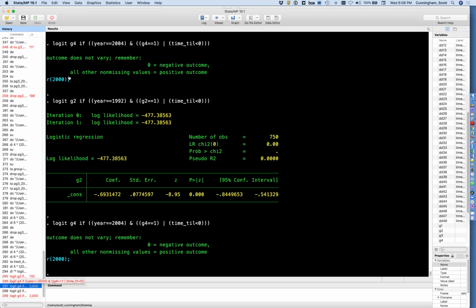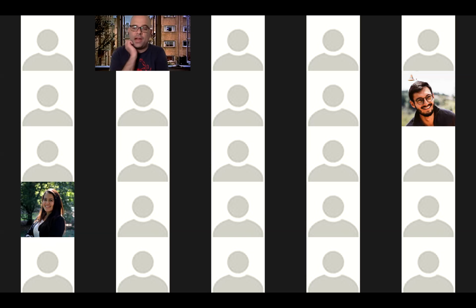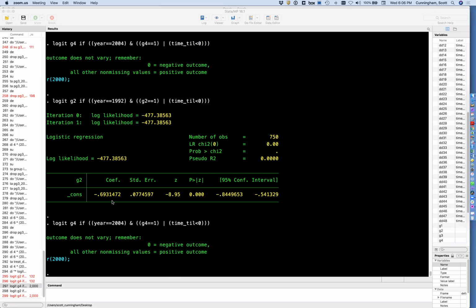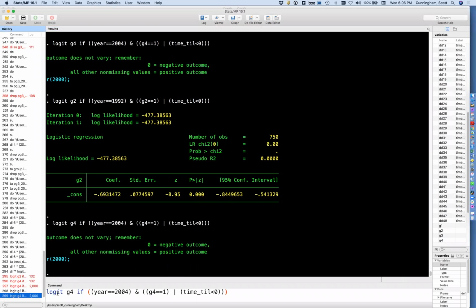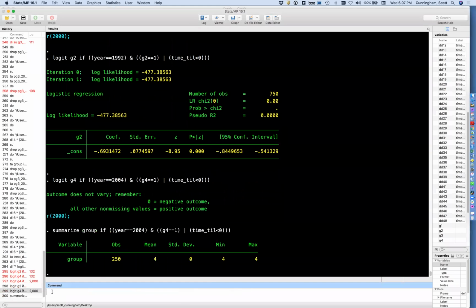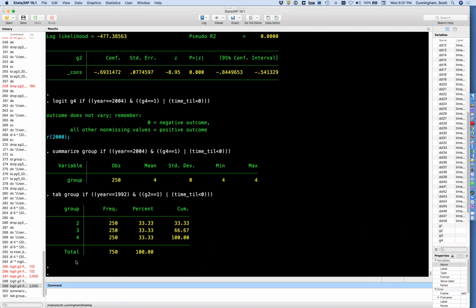Does anybody want to take a guess as to what's going on? Why is it not running? Why can't I run that regression? Actually, look. Let's look at it. Okay, load G4. Summarize group if year equal 2004. All right, tab group. No, that's not what I mean. Let's see. I want to see.